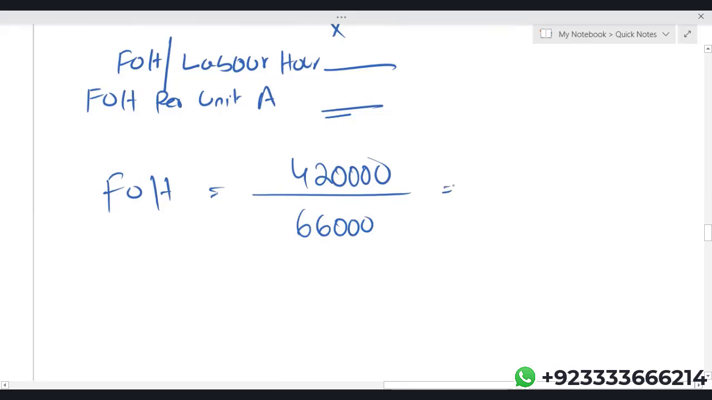So 4,20,000 divided by 66. I'm getting 6.363636, and it just goes on. So $6.36 per labor hour.